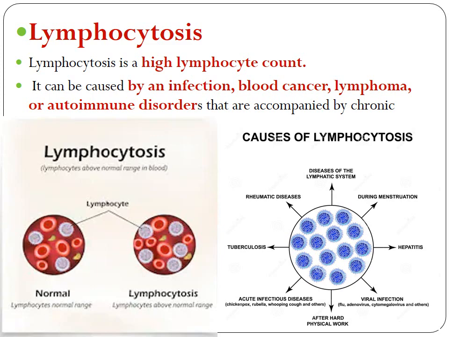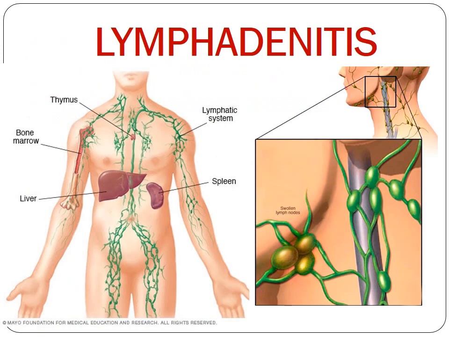Even during menstruation, it can occur in case of hepatitis, a severe viral infection, and sometimes it also occurs due to hard work, like physical activity being performed. Yes, this kind of condition can occur again, leading to some sort of infection. Acute infectious diseases like chickenpox, rubella, whooping cough, or any other diseases can contribute to this particular condition. Tuberculosis, as well as rheumatic diseases.